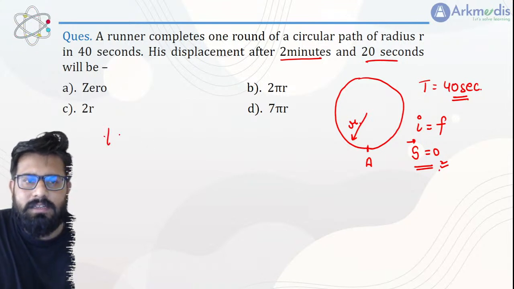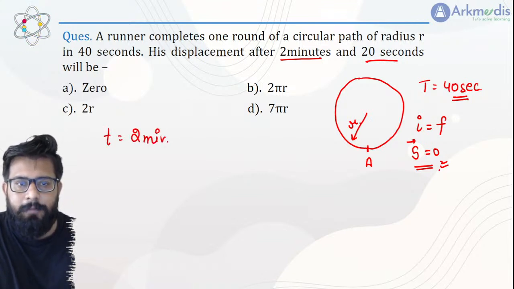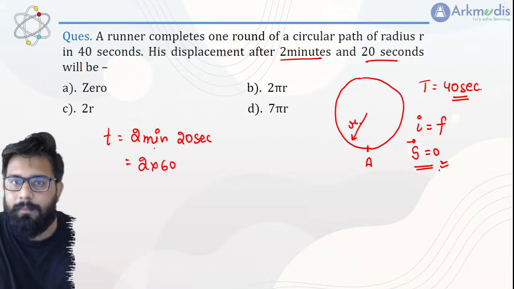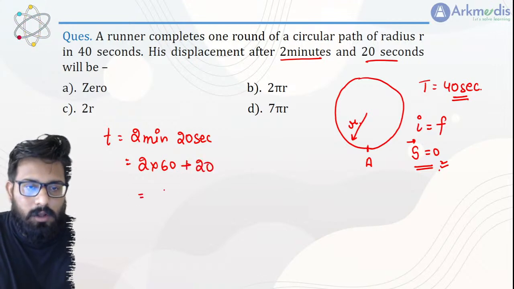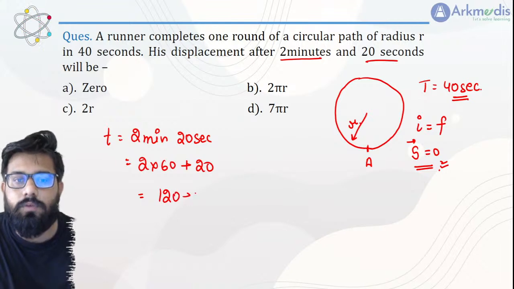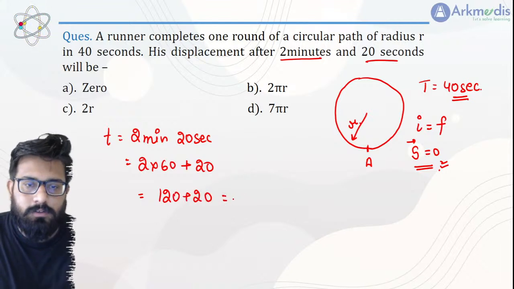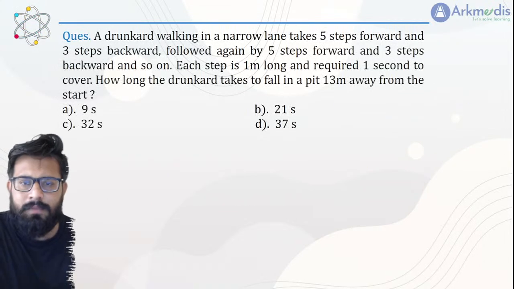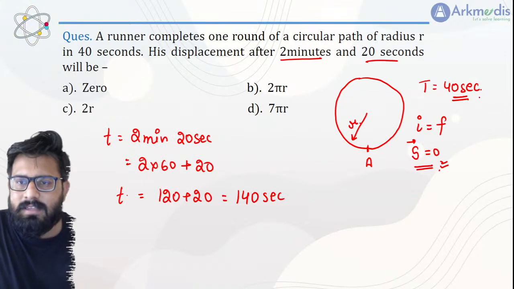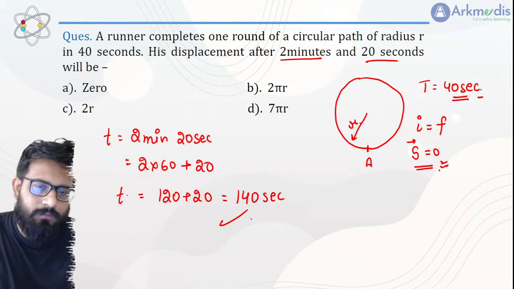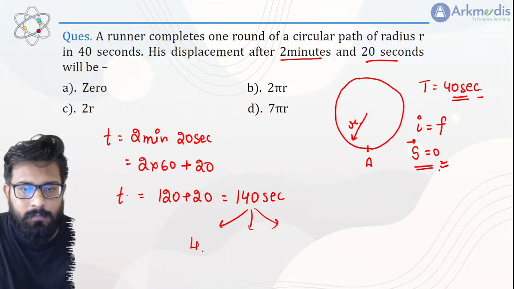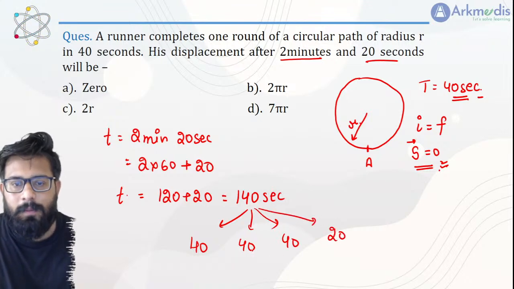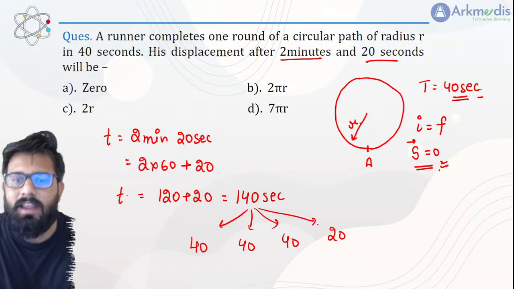Let me solve this. Converting 2 minutes and 20 seconds to seconds, it can be written as 2 into 60 plus 20, which is 120 plus 20. After solving, we get 140 seconds. So the value of t comes out to be 140. Now I know that at 40 seconds displacement will be 0. So if I break this 140 into 40, 40, 40 and 20, then 40 plus 40 plus 40 is 120, plus 20 is 140.